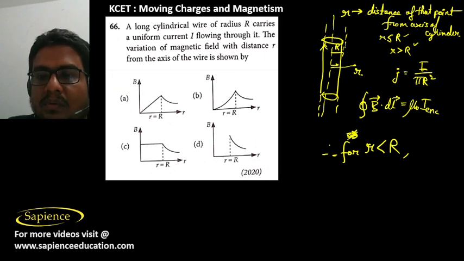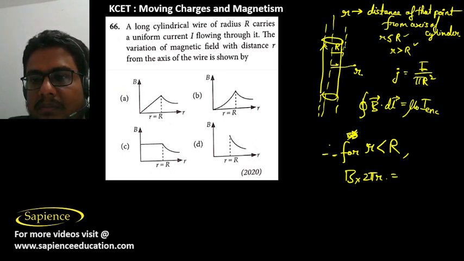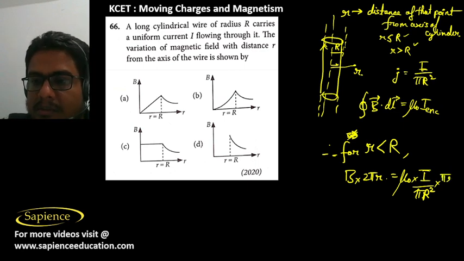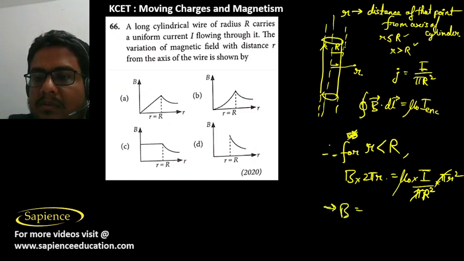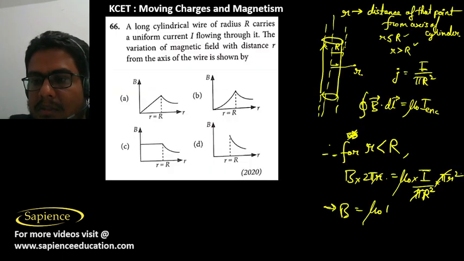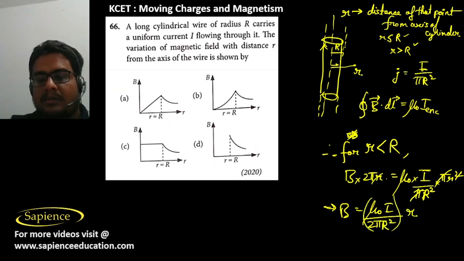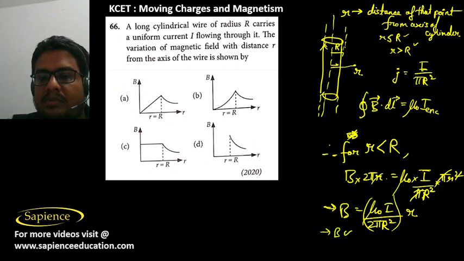we have to use the closed integral B dot dl. So I will use B into 2 pi r equal to mu naught into I enclosed. I enclosed will be J, which is I by pi R square, into that area, which is pi small r square. So this pi will cancel out. So B here will be equal to mu naught, r and r will also cancel. So this will be mu naught I by 2 pi R square into r. So it means that here B is proportional to r.